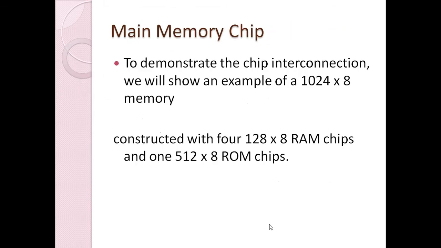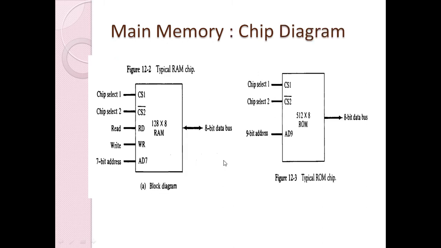So we will connect four RAM chips, each having 128 words with 8 bits per word, and one ROM having 512 words, and each word having 8 bits. So here is the chip diagram.